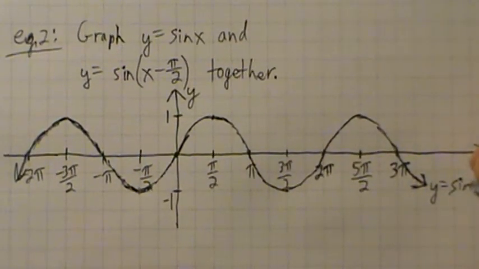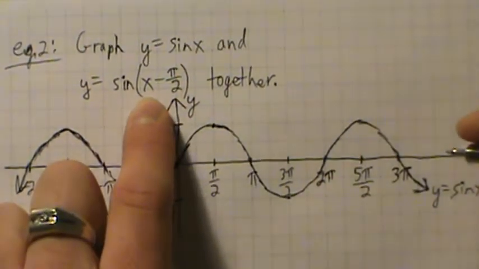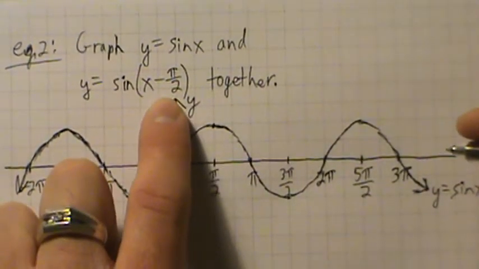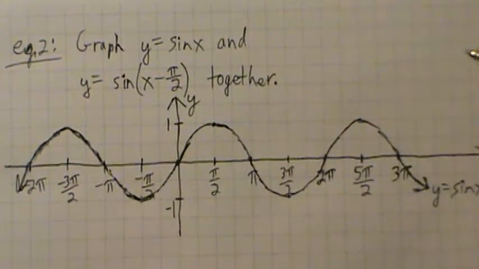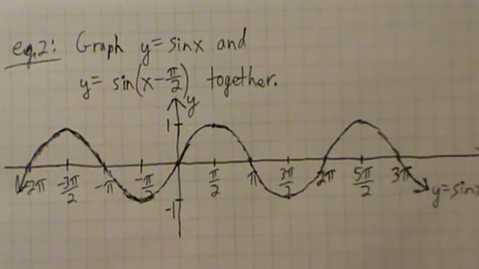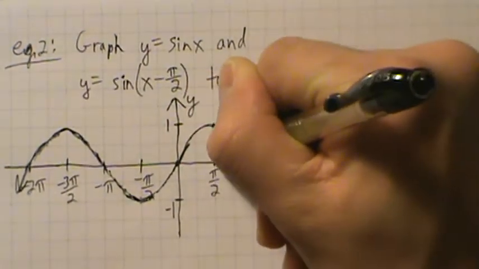Okay, but now what we want to do is graph y equals sine of x minus pi over 2, like that. So all that's going to do is take everything and shift it to the right by pi over 2 units, okay? I don't really have another color here I could use, but anyway, just take this and shift it to the right pi over 2 units.